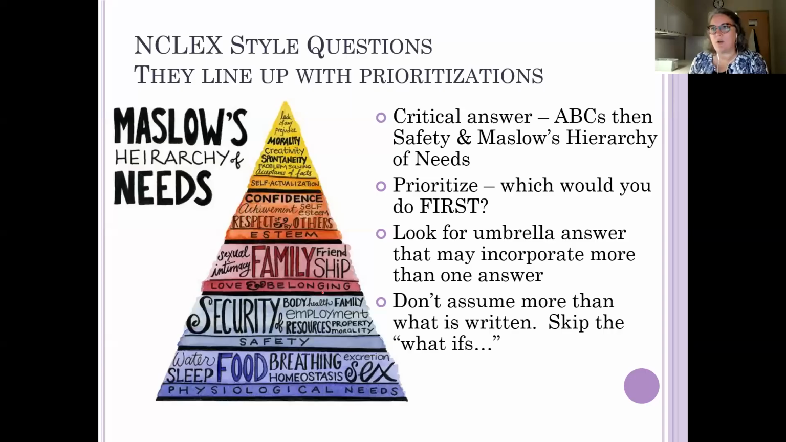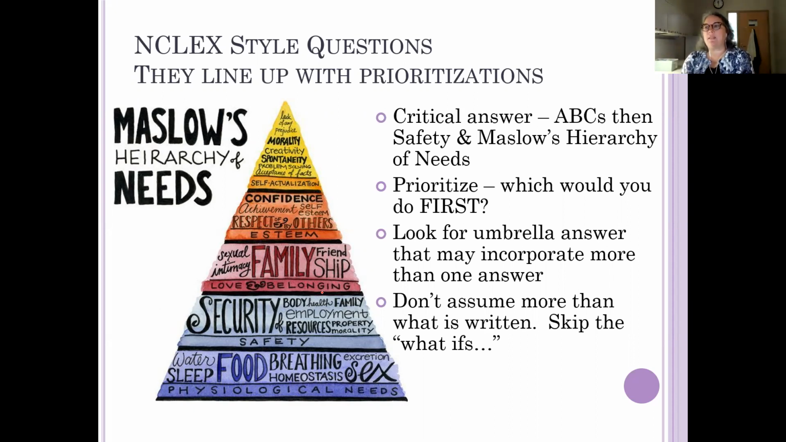So let us talk a little bit about how this stuff looks on tests, because nursing school has a lot of tests. Let's take a look at how this looks on tests and test taking in general. So how do NCLEX style questions line up with priorities?